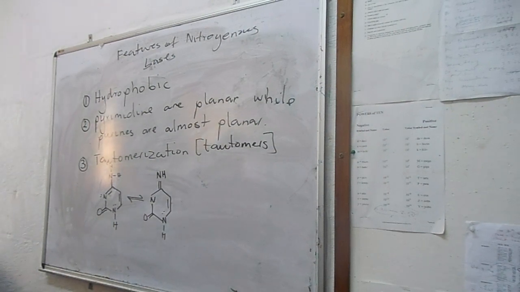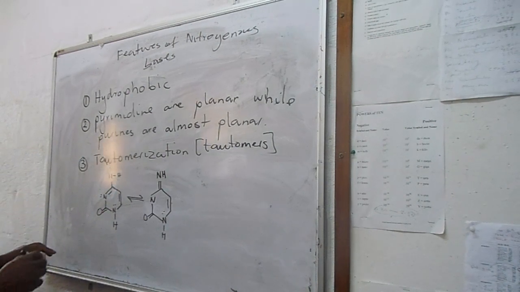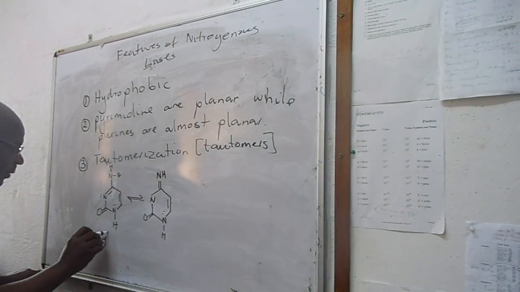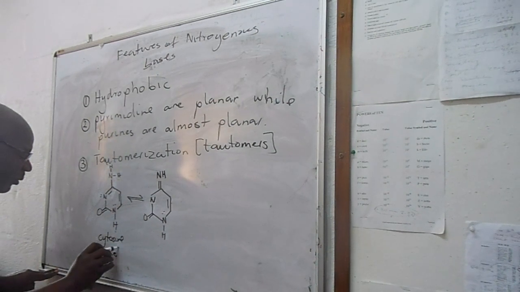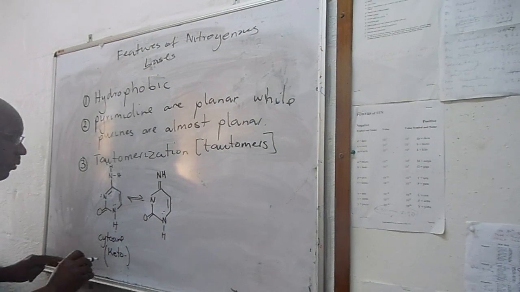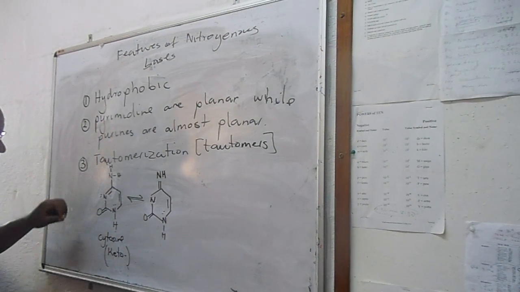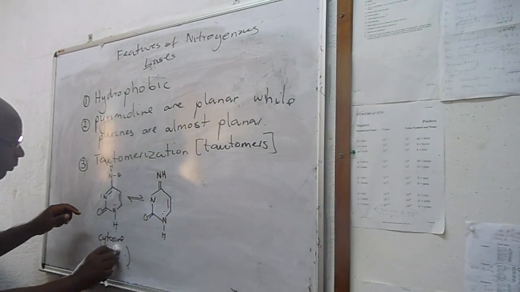Okay. So with reference to this group, this is cytosine in the keto form. Sorry, it's a keto form of cytosine. Okay. I'm sorry. It's a keto form.